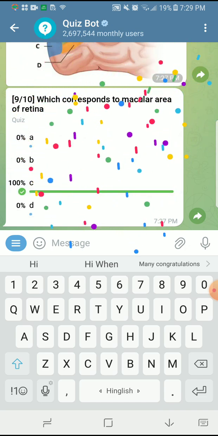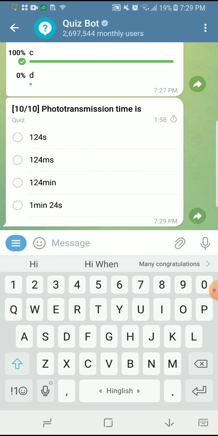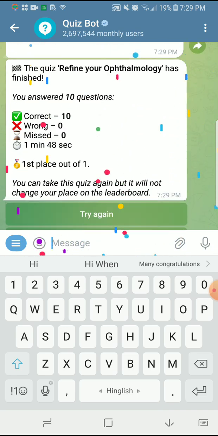That's the 10 questions, or 9 questions. I hope you have done. Oh, there's a 10th question also. Phototransmission time, that is retina impulse to visual cortex, is 124 milliseconds. It cannot be seconds, it cannot be minutes. It is very fast, it is milliseconds.